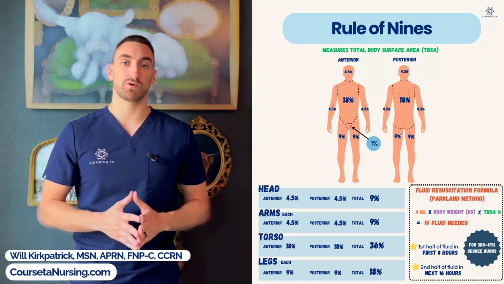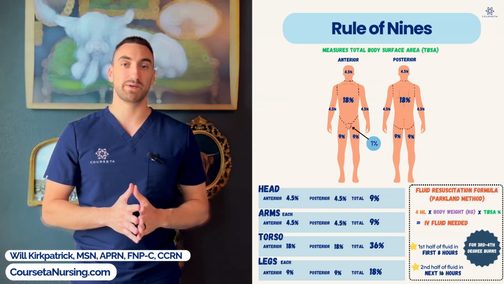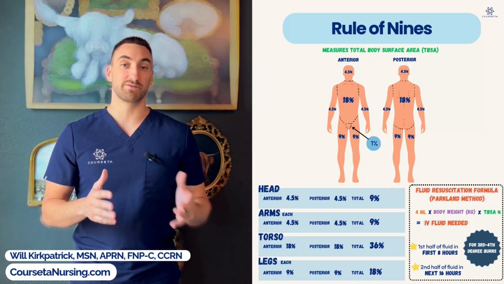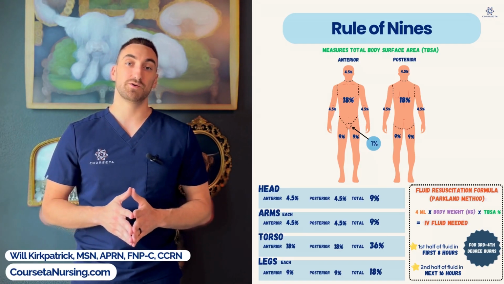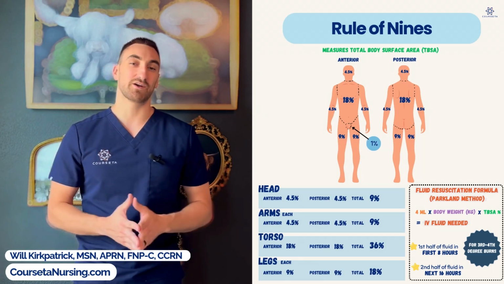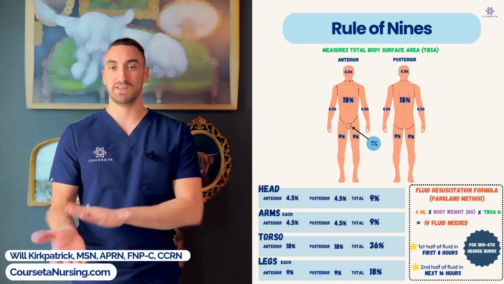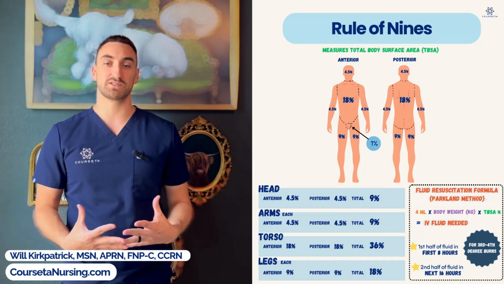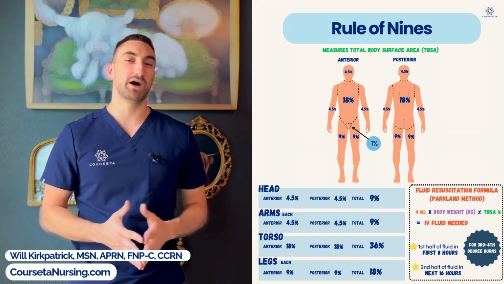But just to really in short, without doing every single body part and going over every percentage, if we really segment it out, we're going to remember that the head is 9% total, so 4.5% in the front, and then 4.5% on the back. And then the arms are also 9% total, and then the torso is 36% total, and the legs are 18% total. So think there are 2 arms, so 9 and 9, and then legs is 18 and 18, and then the whole torso is 36%.